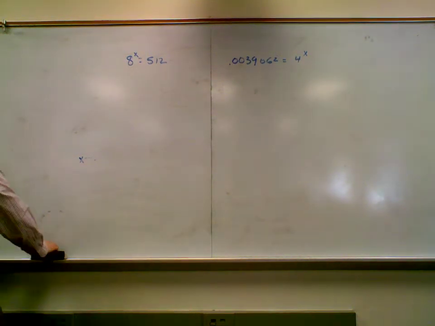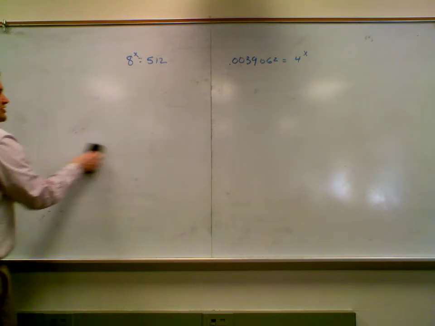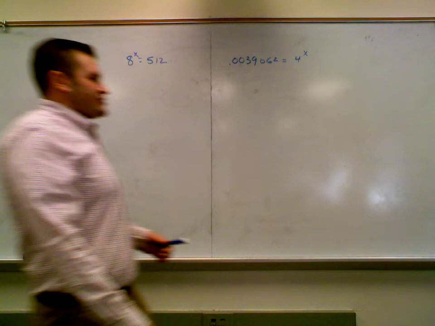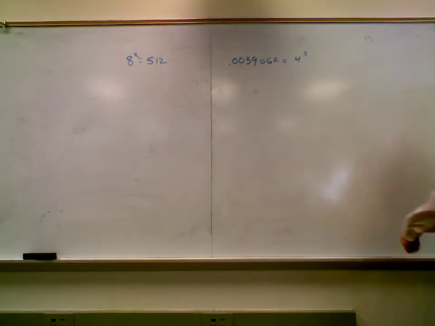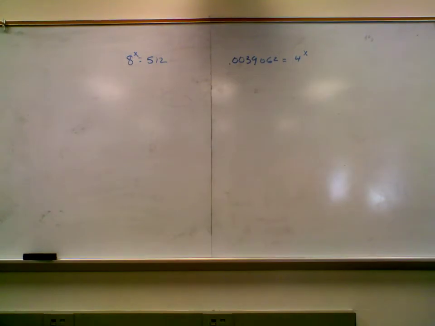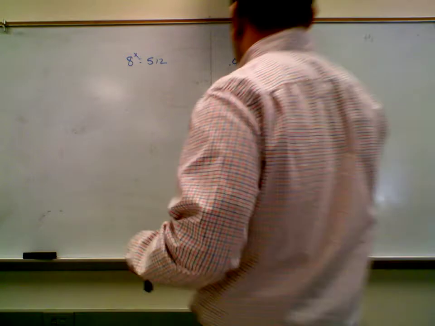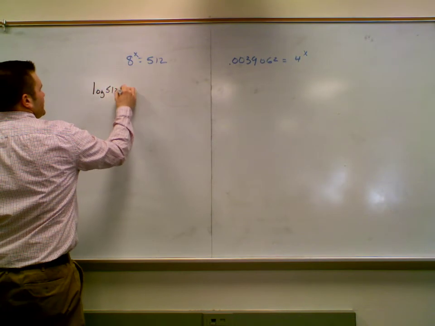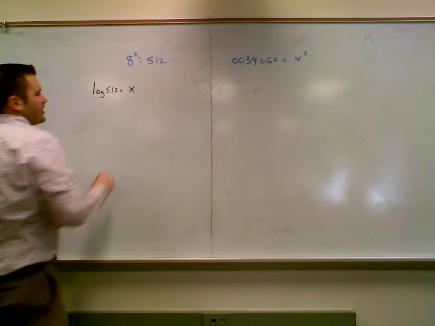8x equals 512. 0.003062 equals 4x. How can we solve these? Algebra. So algebra, it's exactly what we need to do. Now looking at this, you might say, oh, I'll use the definition of log. So you might try the definition of log, which says log of 512 equals x, right?